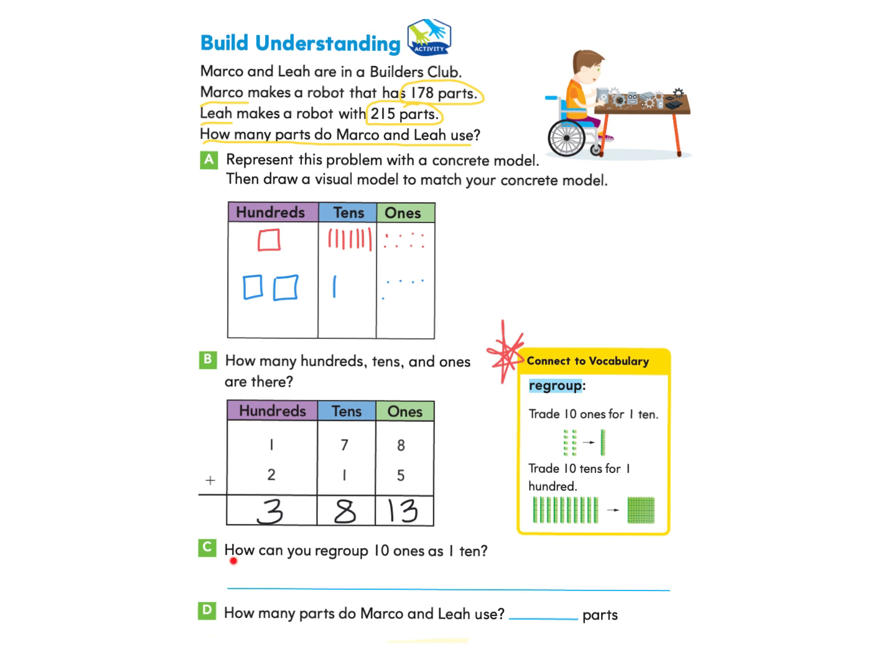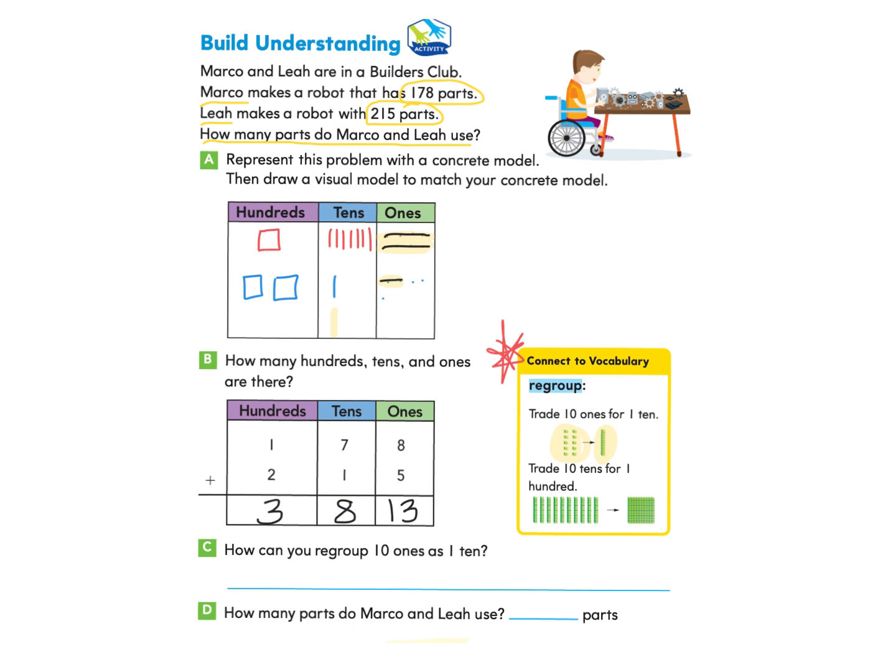So part C asks again, how can you regroup 10 ones as 1 ten? Well, when we go to our picture model up top here, we see we have 1, 2, 3, 4, 5, 6, 7, 8, 9, 10. Everything that's in yellow counts to 10. So we can take those 10 and make 1 stick of 10. So that means that we're trading those ones and we're putting a new one here, and they would not be in the ones column anymore because we have moved them over to the tens column as 1 stick of 10.